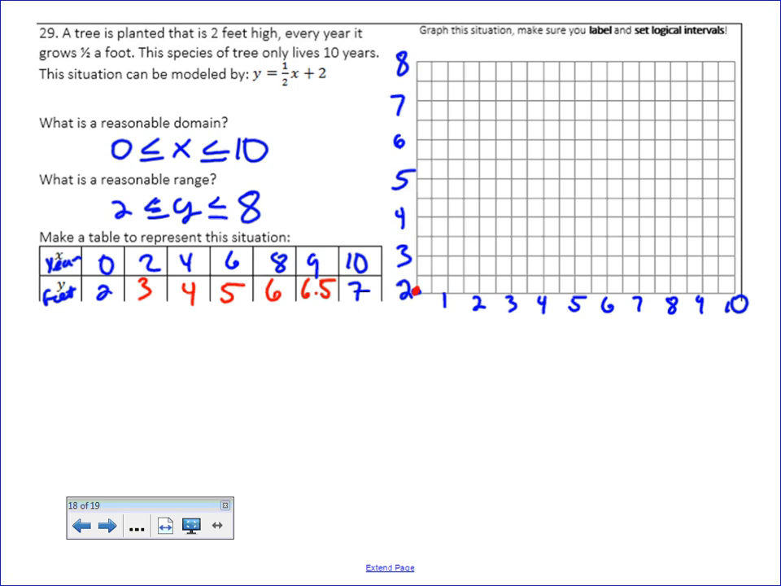So 0, 2, 2, 3, 4, 4, 6, 5, 8, 6. Oh, and I haven't labeled either. Years, tree height, feet, and then 9 we said was 6.5 and 10 was 7. And once again, we get a nice straight line for the tree height.